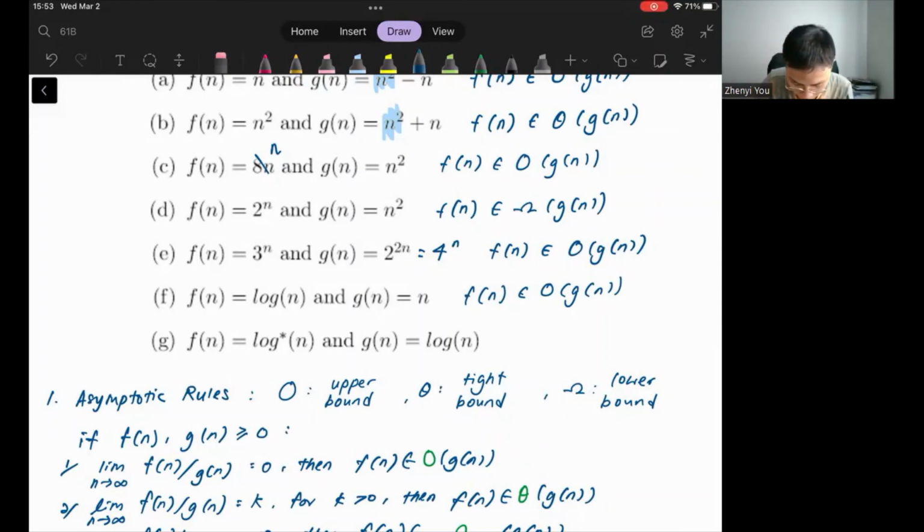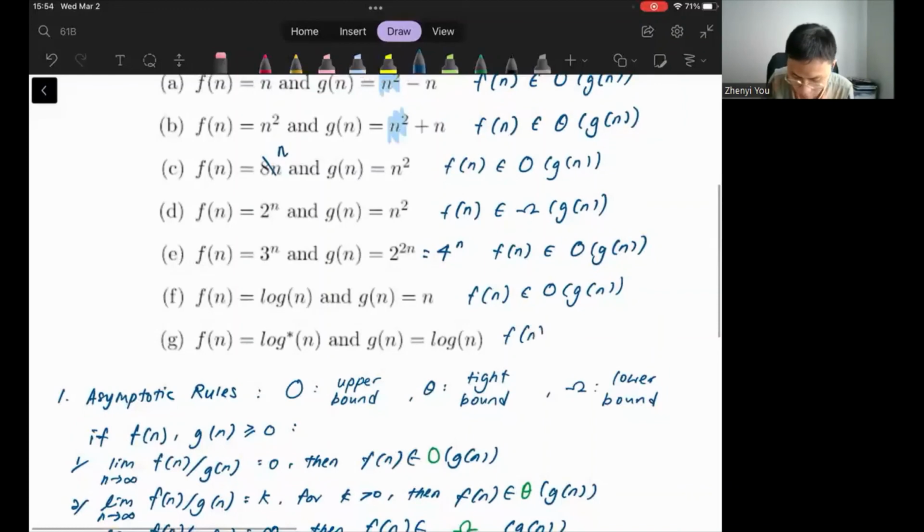Okay, for G, recall that we have already introduced the log star function, which grows very slowly. It grows slightly faster than a constant function, but it definitely grows slower than a linear function. Since a linear function grows faster than a logarithmic function, the order should be log star, log n, and then n in ascending order of growth. So we can be sure that the log star function grows slower than a logarithm function. So this translates into a big O bound.